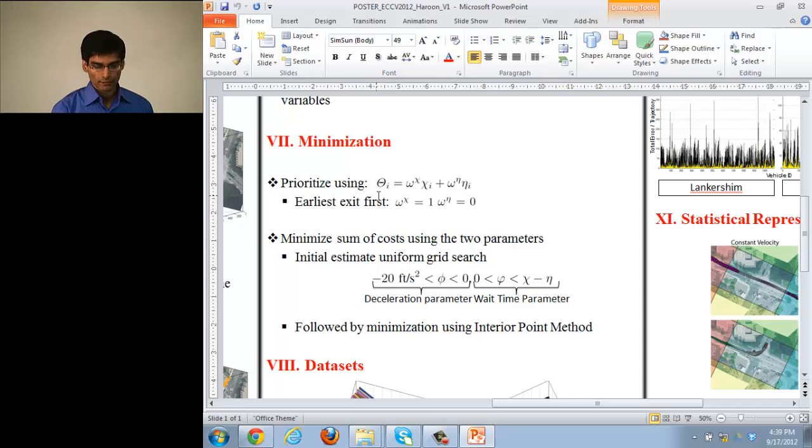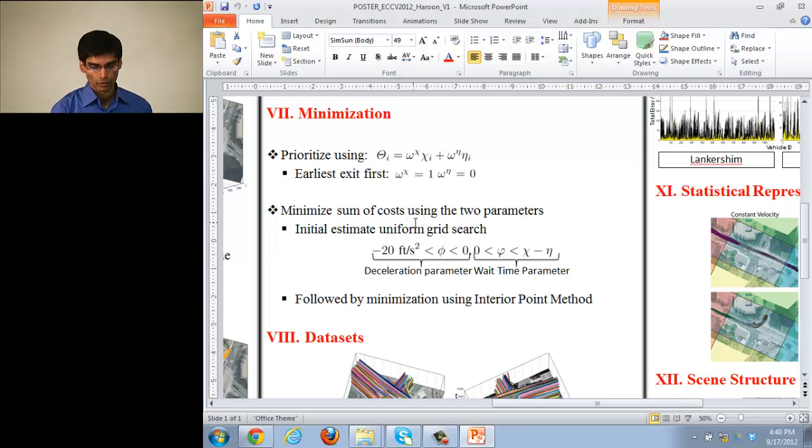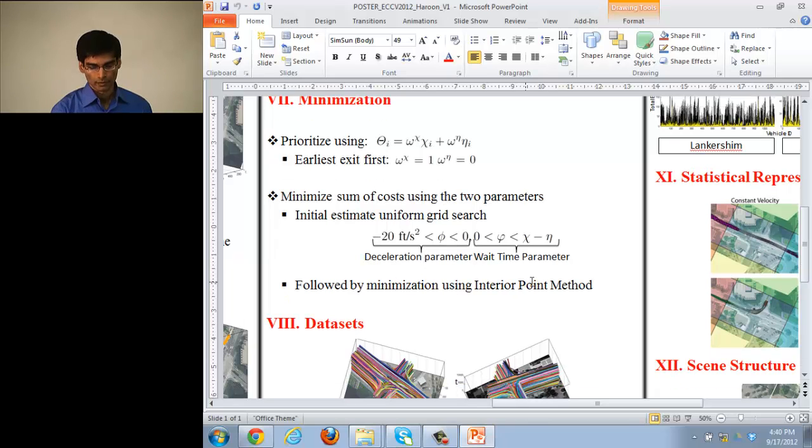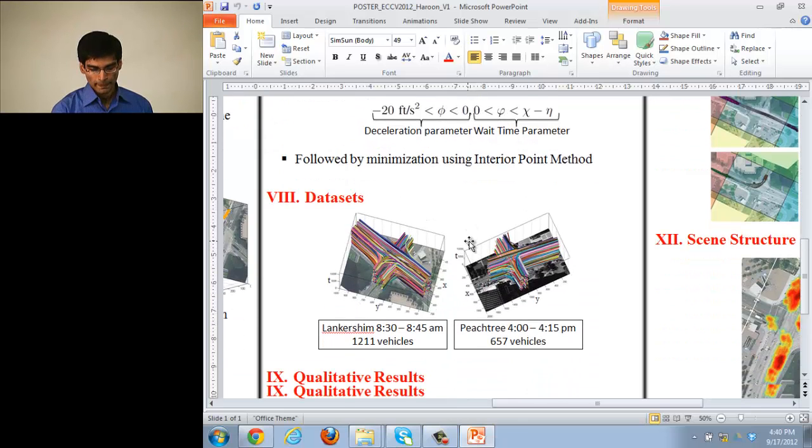So for the minimization, since we need to perform inference on all the vehicles, we need some sort of prioritizing function, and this is based on the exit and entrance times. We use earliest exit first, which is given by this, and we minimize the sum of all costs over the 2 parameters. We start with a uniform grid search within these bounds, and then we fine-tune with the interior point method, where the sum of costs is the function, and this provides 4 sets of constraints.